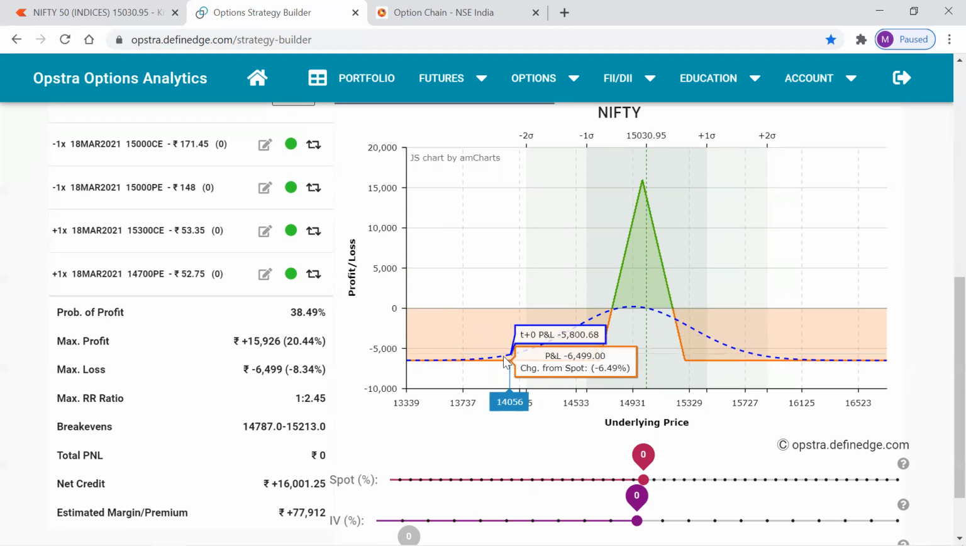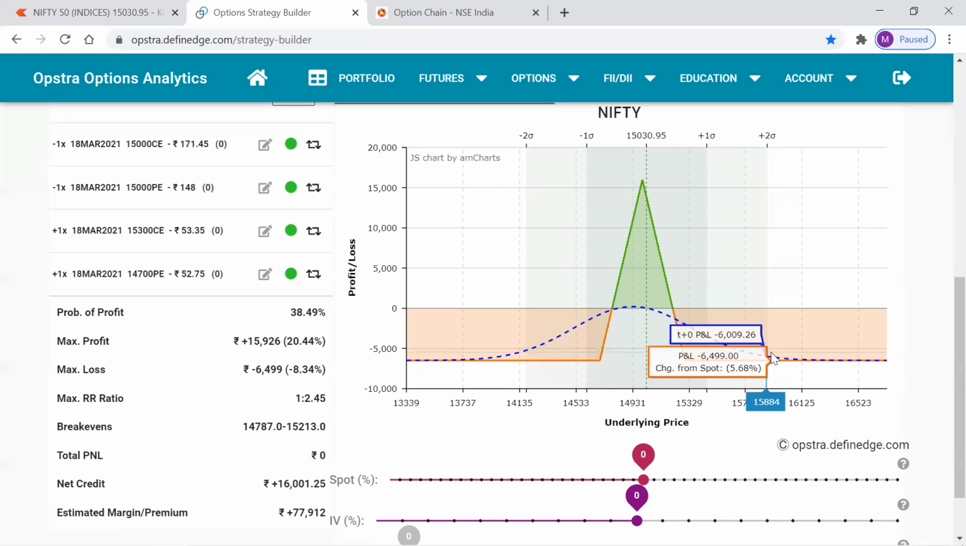Even though the market falls down to zero, you will be losing only 6,400, or even if the market goes to 15,900 or 16,000 or some 16,500 also, then also you'll be losing only 6,400, not more than that. So that's the specialty of this strategy.